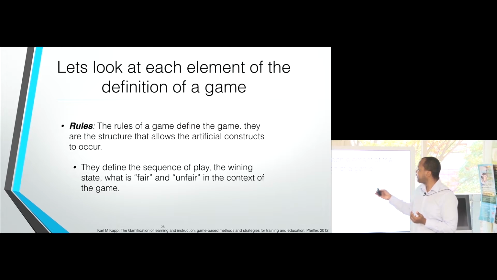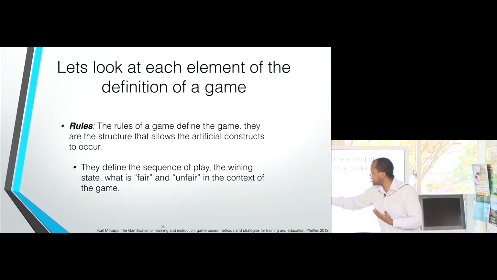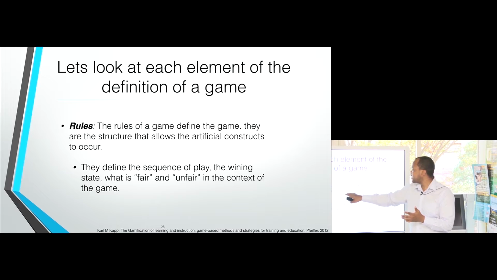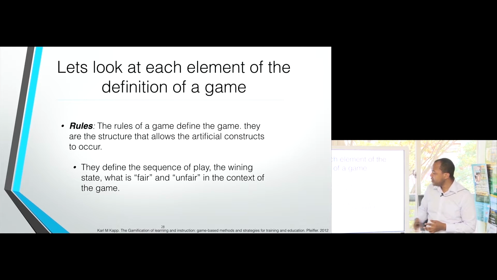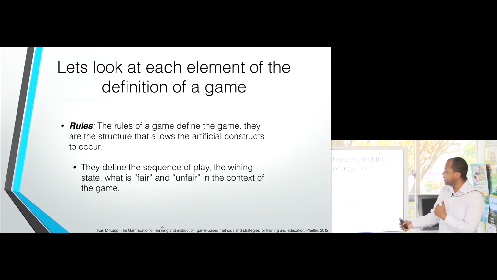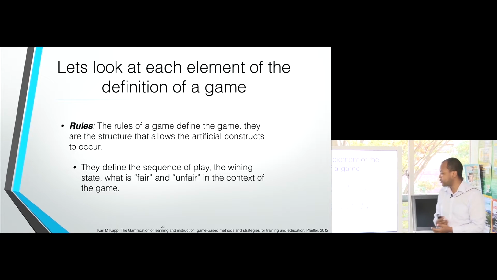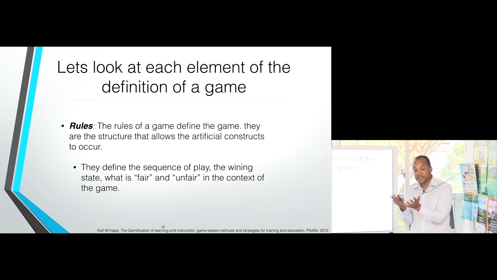And then next, there are rules, as I've already mentioned. The rules of a game define the game. They define the structure and what is allowed and what is not allowed, and its artificial constructs within the game. They define the sequence of play, they define the winning state, they define what is fair and what is unfair for you to do within the context of that game.